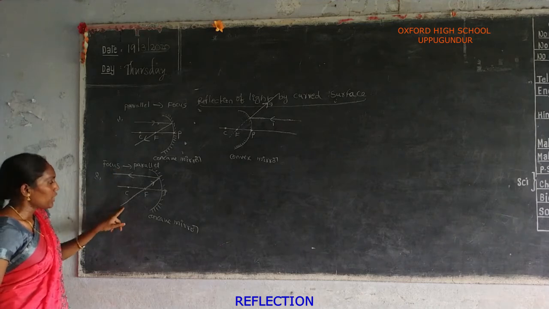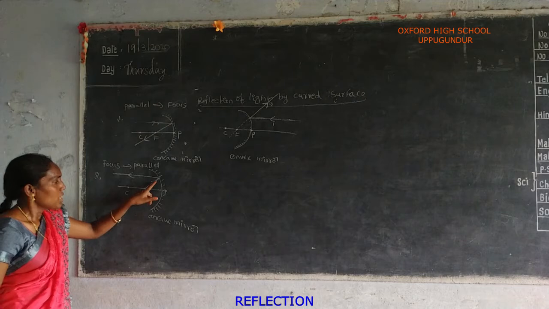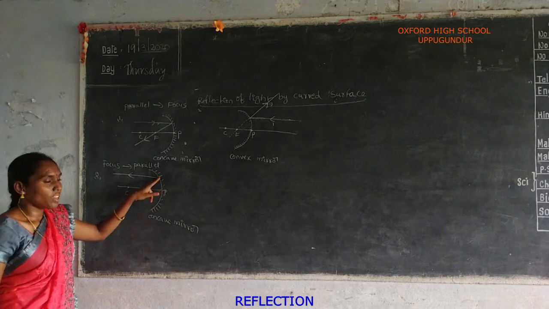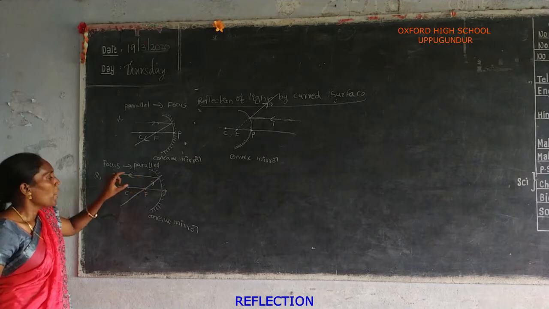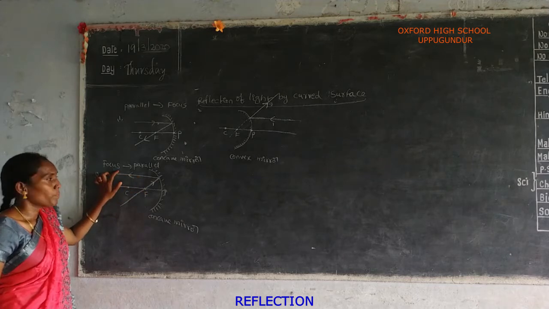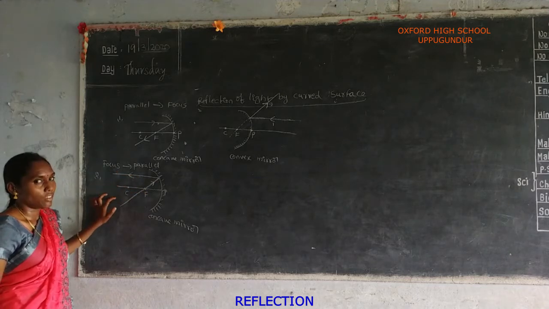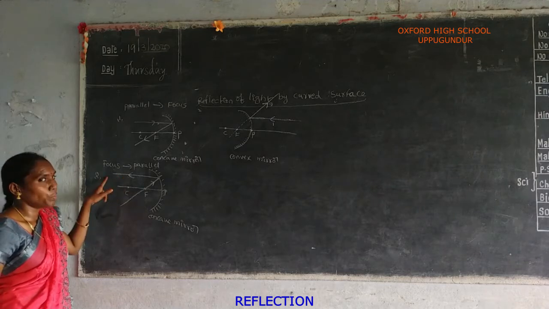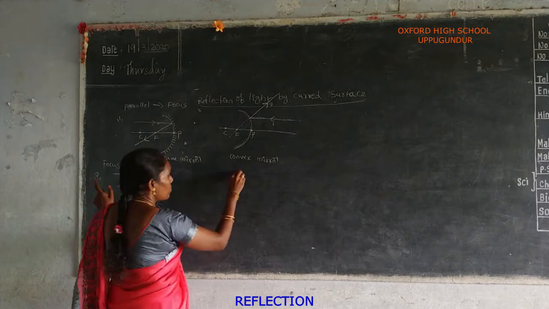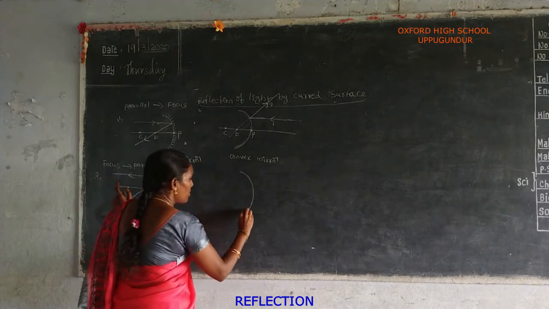Any light ray which is passing through the focus and is incident on the concave surface, after reflection, the reflected ray will move parallel to the principal axis. This is rule number 2. Passing through the focus, parallel to the principal axis. See the convex mirror. Convex mirror means inside coating.